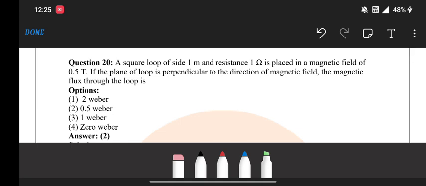Here they asked: a square loop of side 1 meter and resistance 1 ohm is placed in a magnetic field of 0.5 tesla. If the plane of the loop is perpendicular to the direction of the magnetic field, then what is the magnetic flux through the loop? We have to find it. Is it 2 Weber, 0.5 Weber, 1 Weber, or 0 Weber?